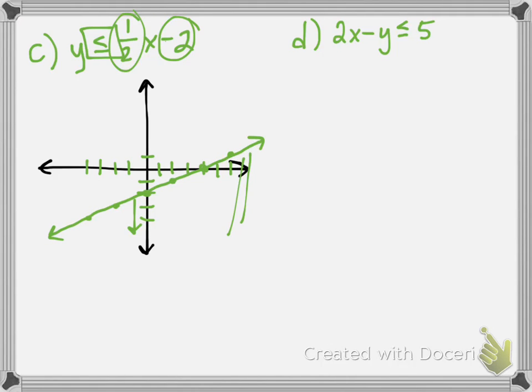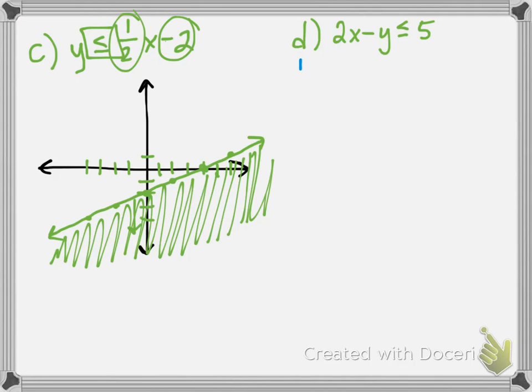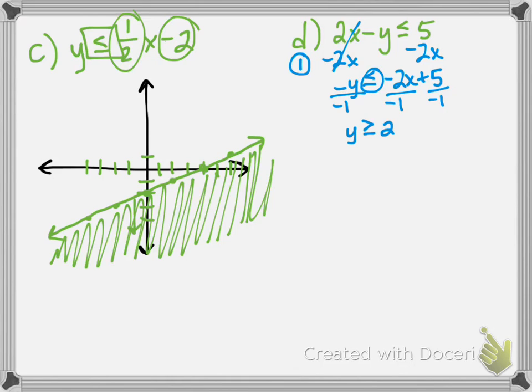Then it said less than, so I'm shading below. Okay, now this one is one where I'm going to end up subtracting 2x from both sides, and I'm left with -y, because I respect the negative in front of the y, is less than or equal to -2x plus 5. But now look, I have to get y by itself totally. So I got to divide everything by -1. Well, what am I dividing by? A negative number. So the inequality sign is going to switch. Now it's y is greater than or equal to positive 2x minus 5.